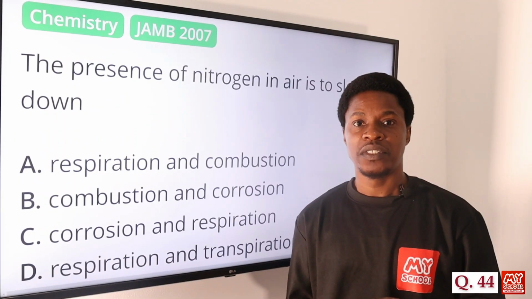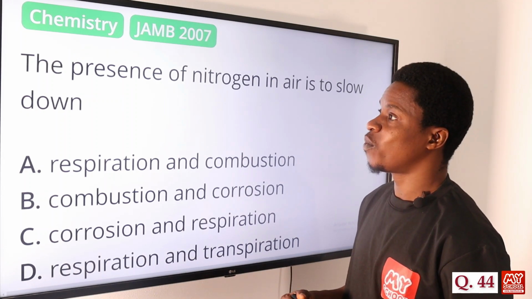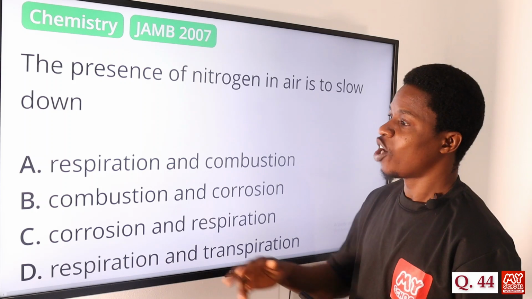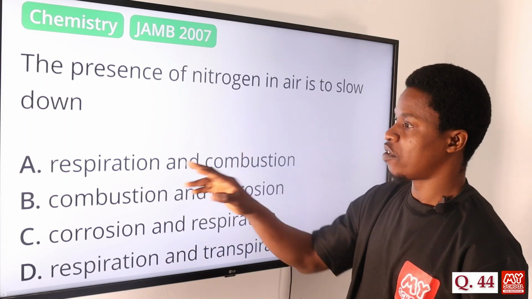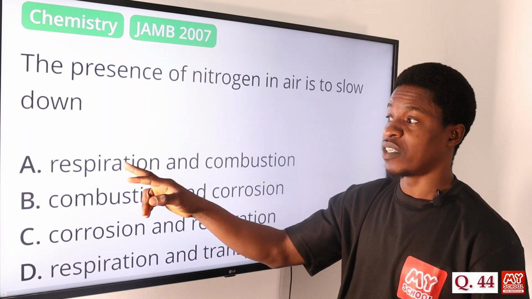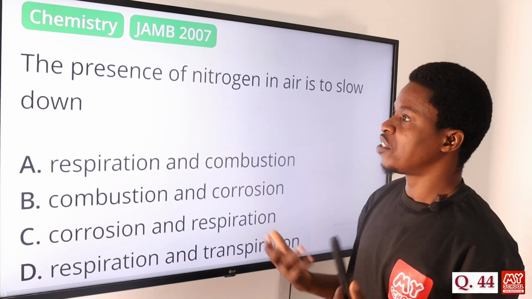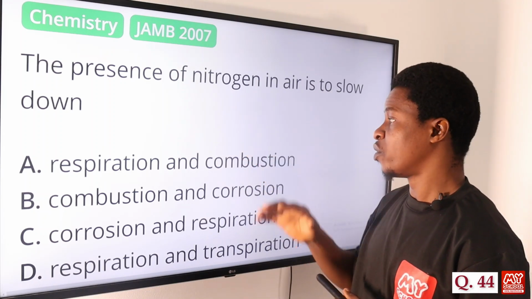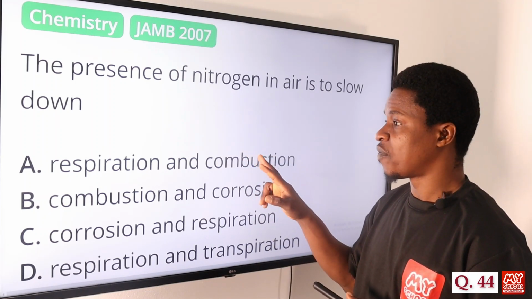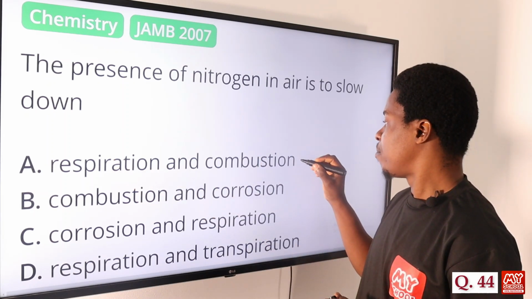On to question 44. The presence of nitrogen in air is to slow down what? Option A says respiration, and of course, we don't even require nitrogen for respiration. So this makes this, of course, combustion. In combustion, yes, nitrogen does not support burning, so it's going to slow down combustion. So this is correct for this, but for this it's not. So this makes option A eliminated.